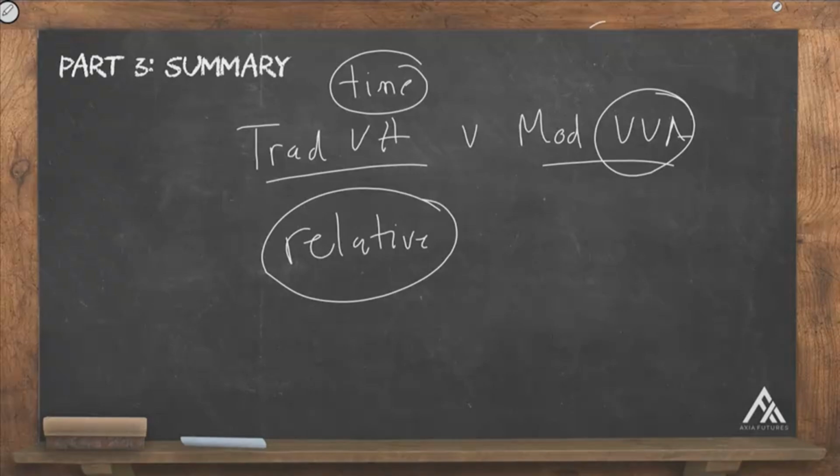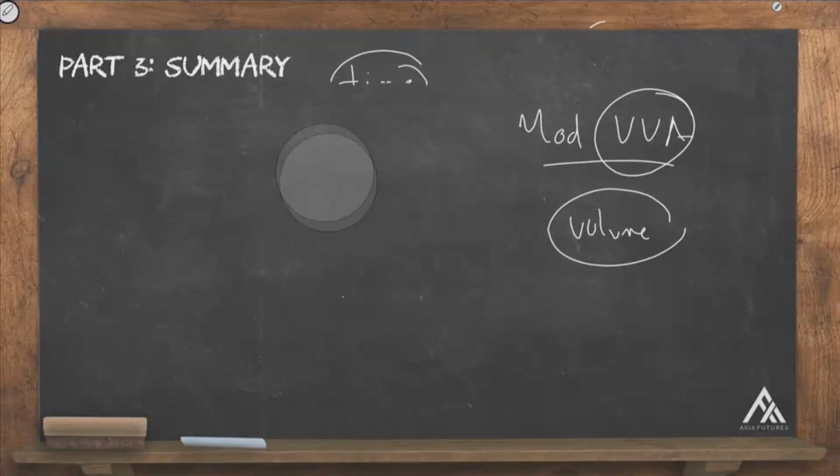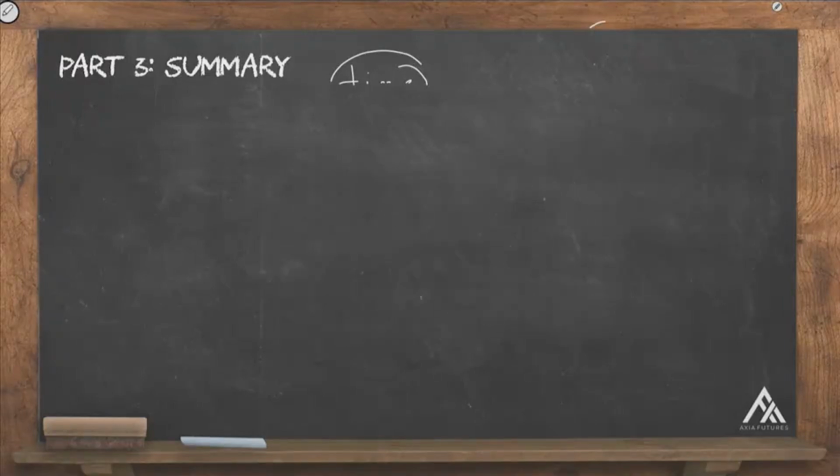It's very difficult if you're utilizing time values to create a relative approach, whereas because you're using volume, you can create a relative approach far easier. So that was some of the reasons why we utilized the volume value areas instead of the traditional value areas. We then finished off part 3.